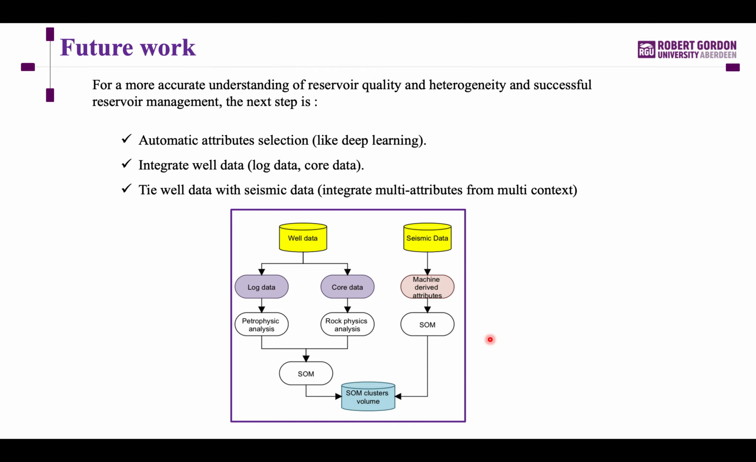algorithms, and another step to include is the automatic selection of attributes, avoiding human selection, for example by using deep learning.